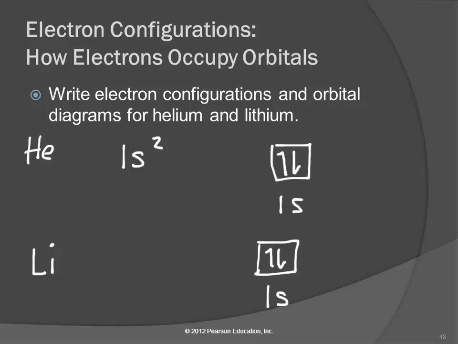The n equals 1 shell only has that 1 subshell, the s. So the first shell is full. We're going to have to go up to the second shell, which is 2, and the lowest energy one there is s. Again, they go s, p, d. So we can put 1 in there.